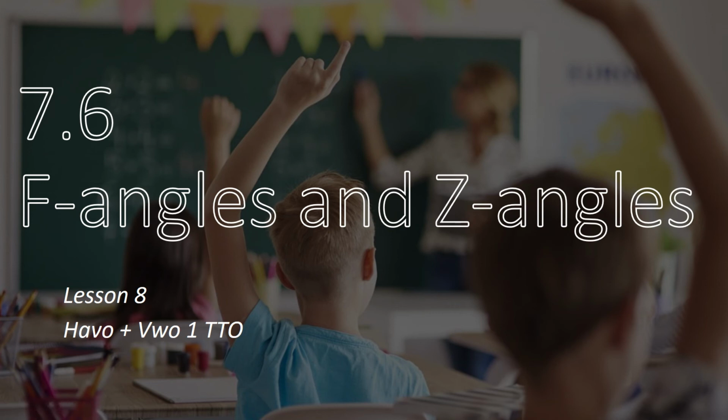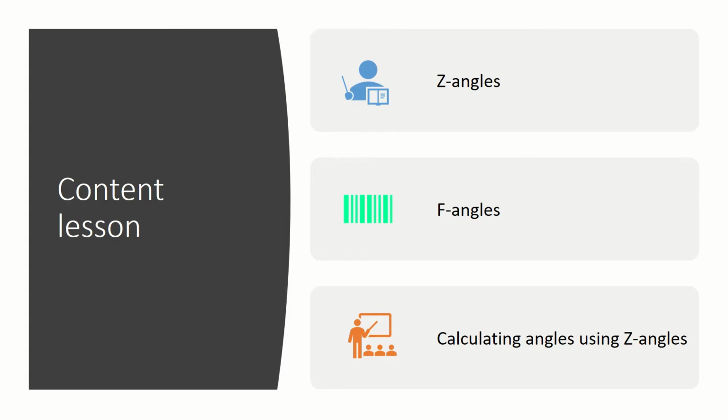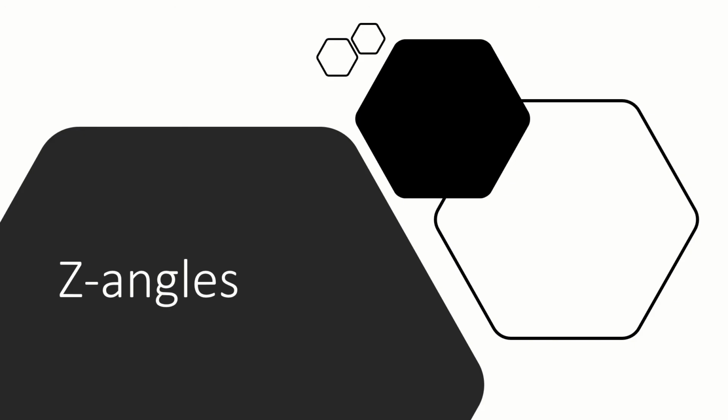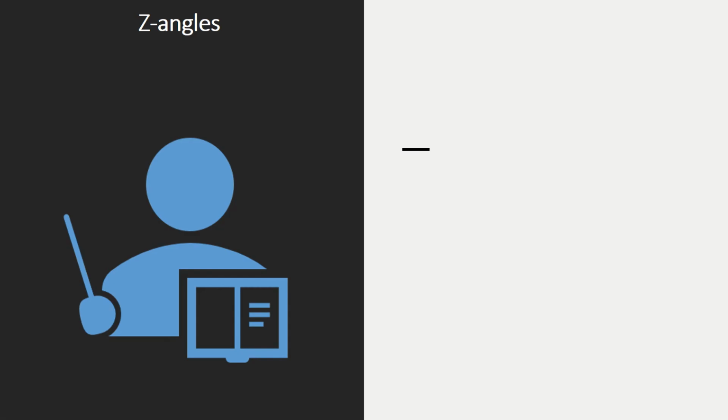Hi everyone, today we're going to have a look at 7.6, F angles and Z angles. You're going to learn what Z angles are and what F angles are, and you're going to learn how to calculate angles using Z angles. You're going to learn how to calculate angles using F angles next lesson. So first of all, what are Z angles?